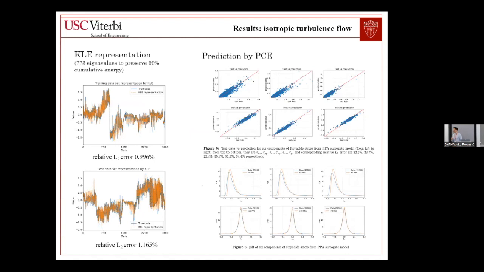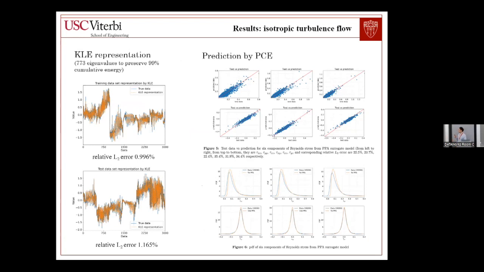Let's look at the results. First, remember that we said we only keep a few Karhunen-Loeve expansion terms from the data. So the first question is how well those few Karhunen-Loeve modes represent the original data. The left two figures show the comparison between KL representation and the original data for the training data set and the test data set. As you can see, they matched very well.